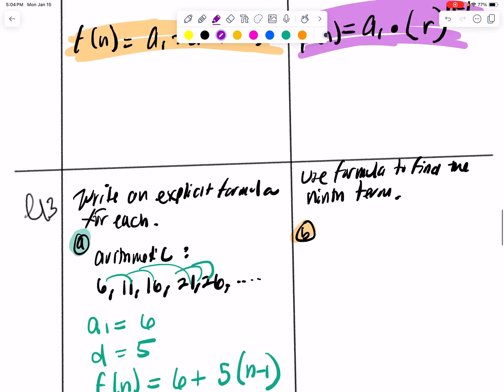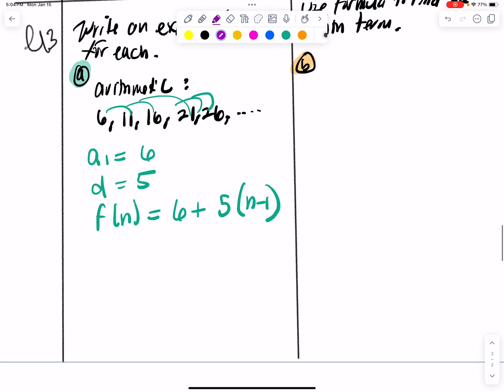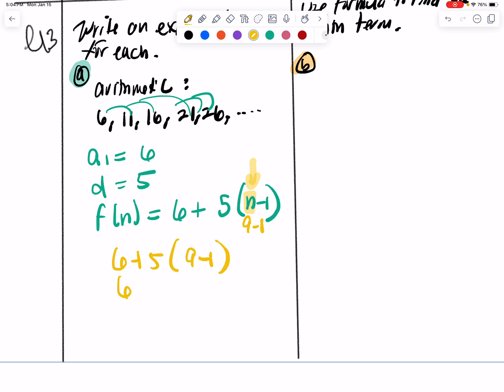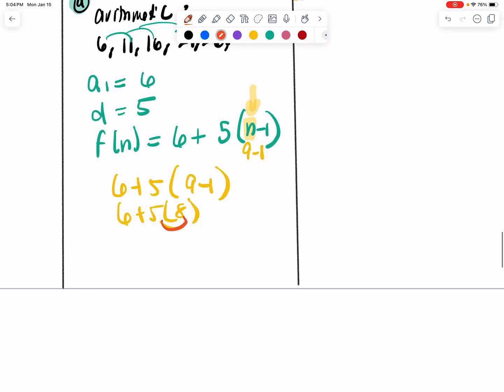Let's do this again. So this is my formula for the first one, arithmetic, with parentheses n minus 1. And remember, I want to find the ninth term, so I'm going to sub in 9 here, which would give me 8. So 6 plus 5 parentheses 9 minus 1. 6 plus 5 times 8. Order of operations, not PEMDAS. So 6 plus 40 would give me the ninth term would equal 46.